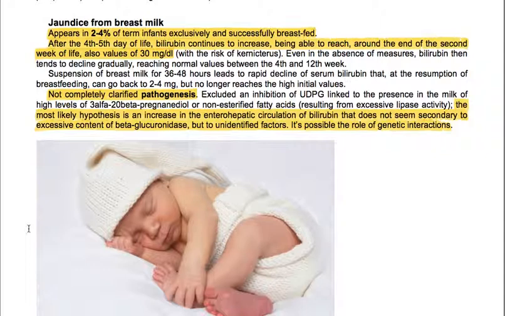The pathogenesis is not completely clarified. Excluded is an inhibition of UDPG linked to the presence in the milk of high levels of 3-alpha 20-beta pregnanediol or non-esterified fatty acids, resulting from excessive lipase activity. The most likely hypothesis is an increase in the enterohepatic circulation of bilirubin that does not seem secondary to excessive content of beta-glucuronidase but to unidentified factors. It is possible the role of genetic interactions.